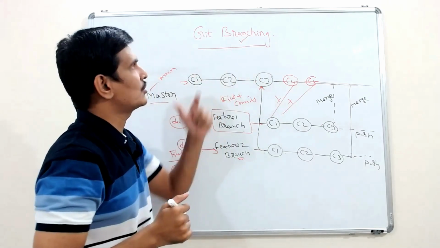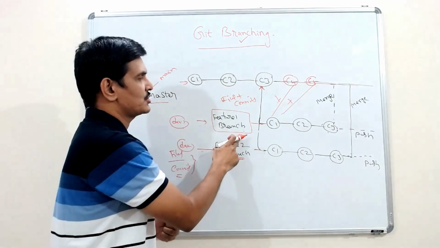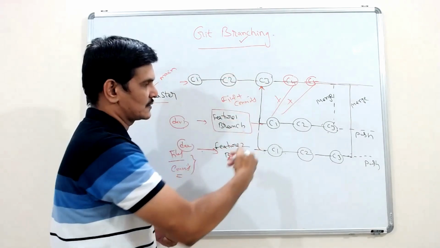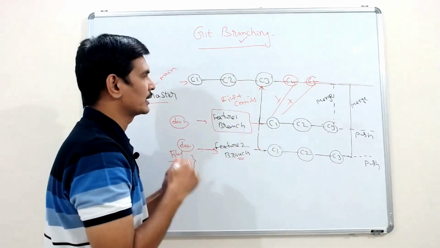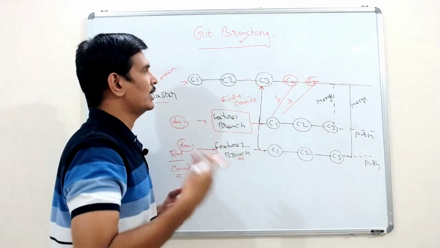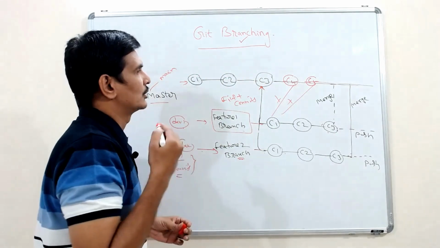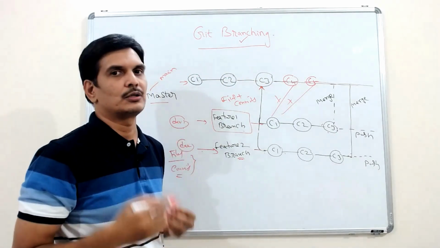To achieve this concept in Git, a number of commands are available for creating a branch, viewing the different branches available in the repository, adding files to a particular branch, and switching from one branch to another branch. So we have various types of commands available in Git. Now we will discuss those commands practically. Now let us move on to the demo part.